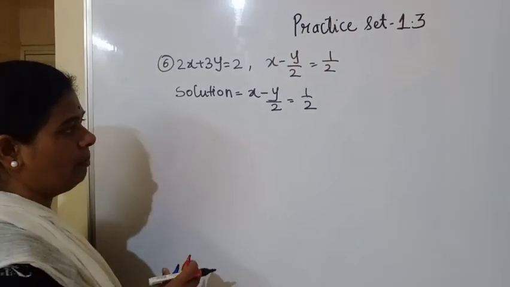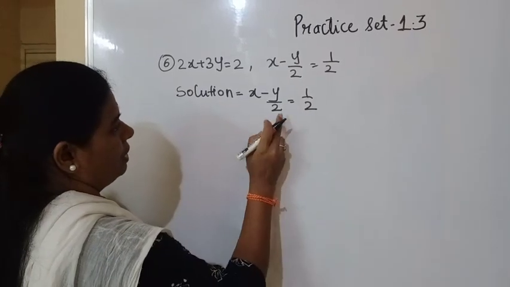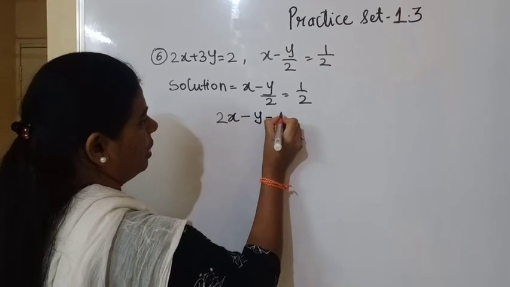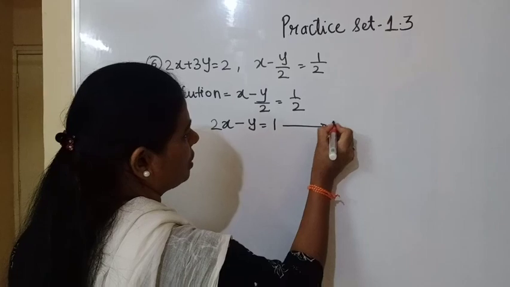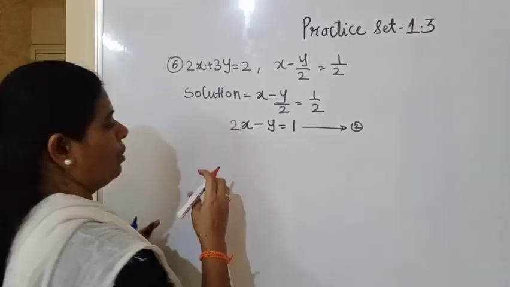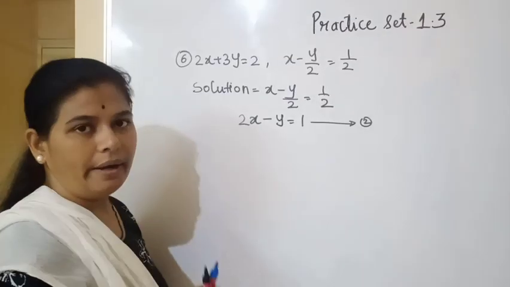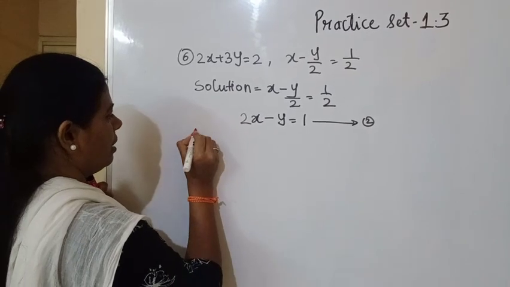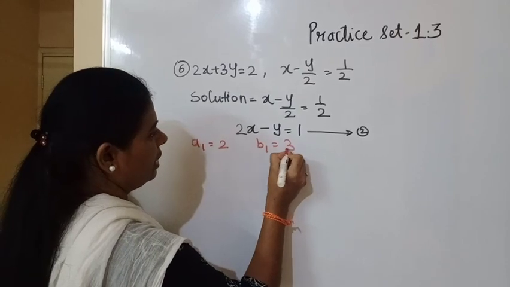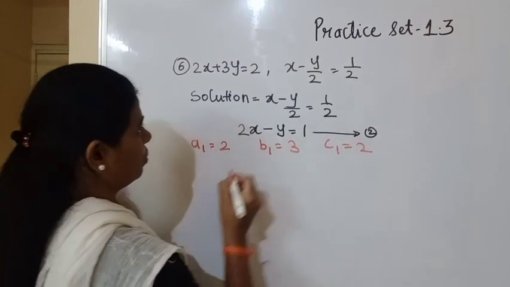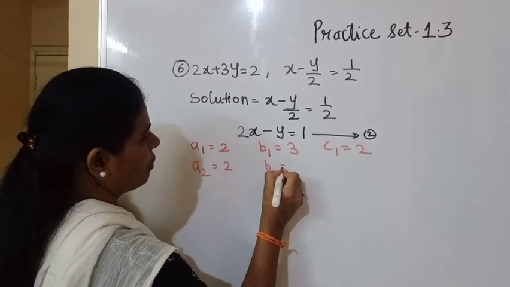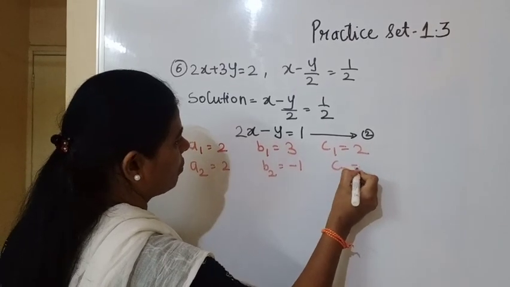Okay, so after multiplying 2 to both the sides, what equation will we get? That is 2 into x, so that will be 2x minus y equal to 1. So this will be our equation number 2 and this is the equation number 1. Now we have to pick out the values of a1, b1, c1 and a2, b2, c2. Here a1 equal to 2, b1 equal to 3 and c1 equal to 2. Now a2 equal to 2, b2 equal to -1 and c2 equal to 1.